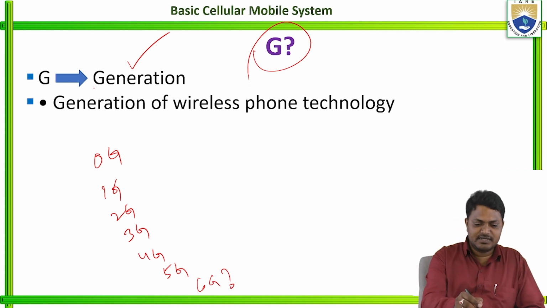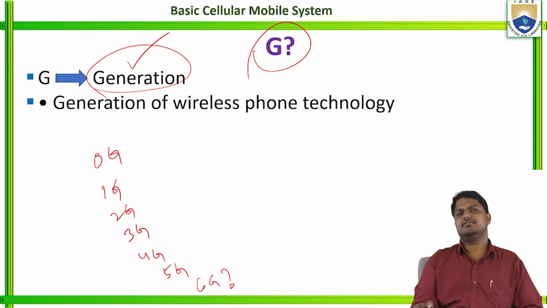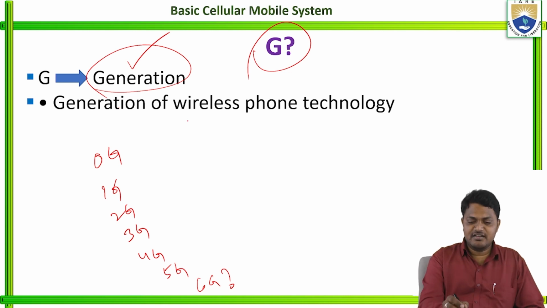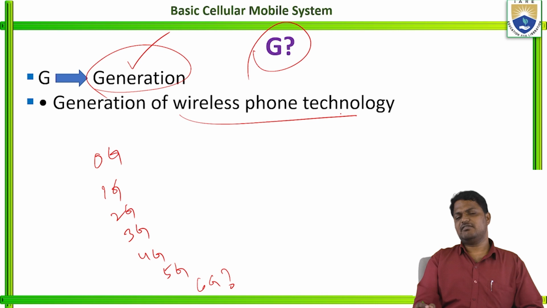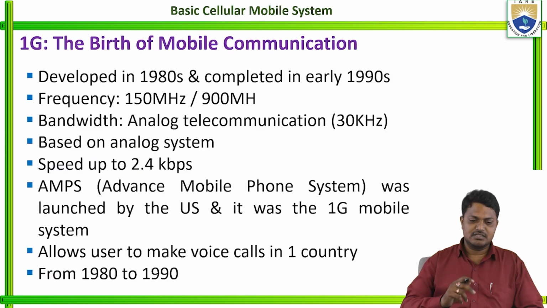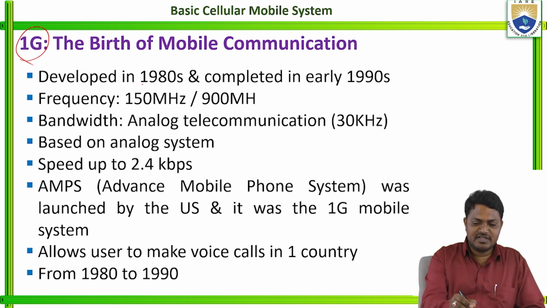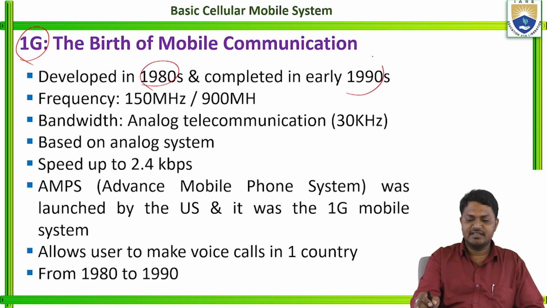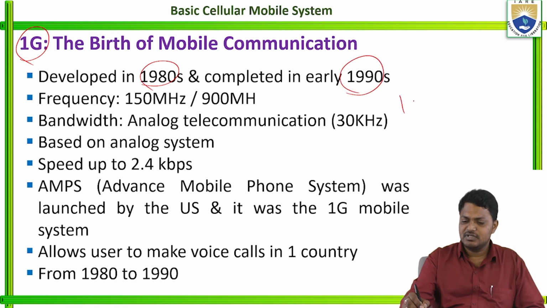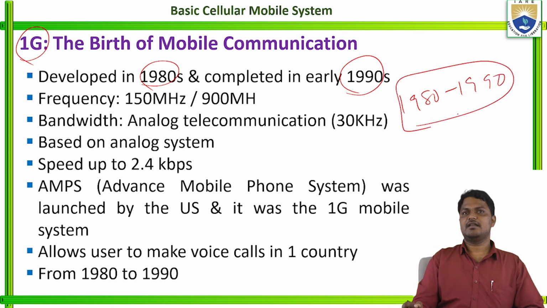So the G is nothing but generation, the generation of wireless telephone technology, wireless mobile communication, or mobile communication technologies. Now we are going to discuss one by one. The first, 1G, is called the birth of mobile communication. It was developed in 1980 and completed in 1990, so 1980 to 1990, nearly 10 years.